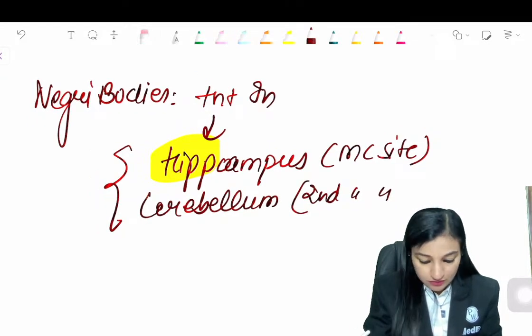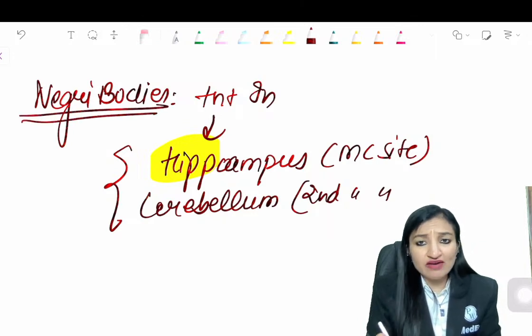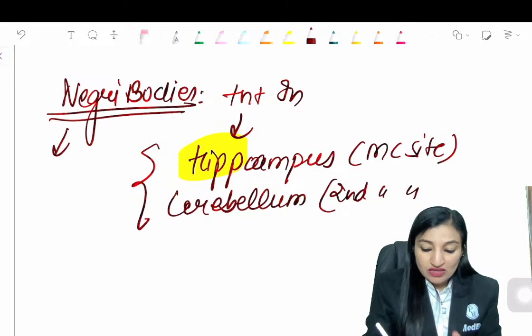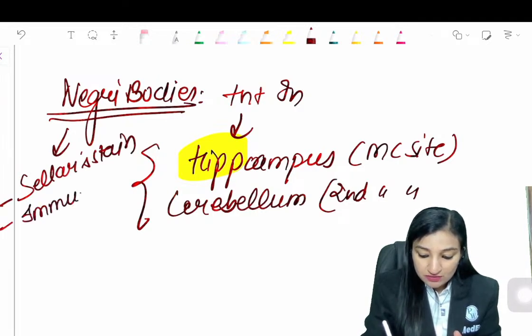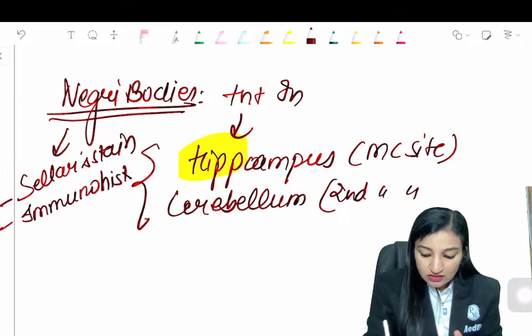Negri bodies can be seen by a variety of stains. One of the good stains is Seller's stain, and even better is immunohistochemistry.